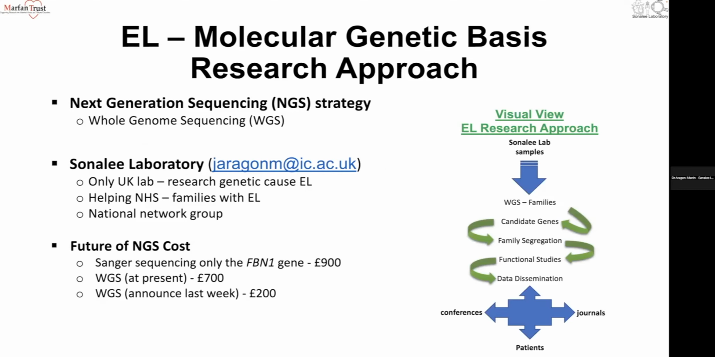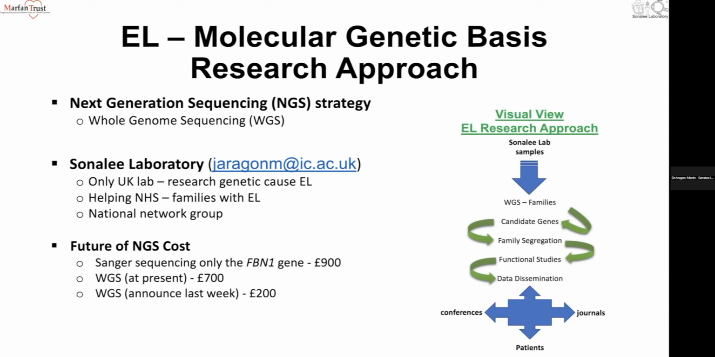Our NGS research approach using whole genome sequencing is one of the most advanced techniques used to analyze mutations in DNA. I would like to reiterate that as far as we know, Sonalee Laboratory is the only lab in the UK that is working in finding genetic mutations that cause ectopia lentis. Or please send me an email and let me know if you know of any other lab, because we would like to create a consortium to help each other on this matter.